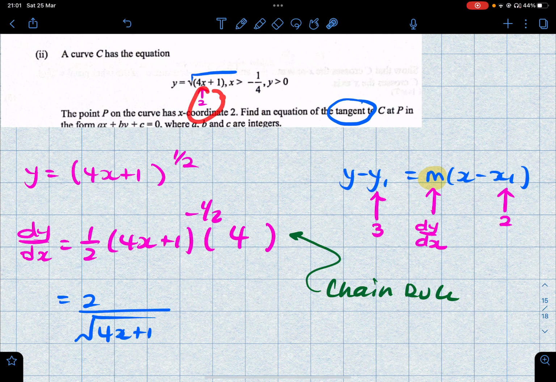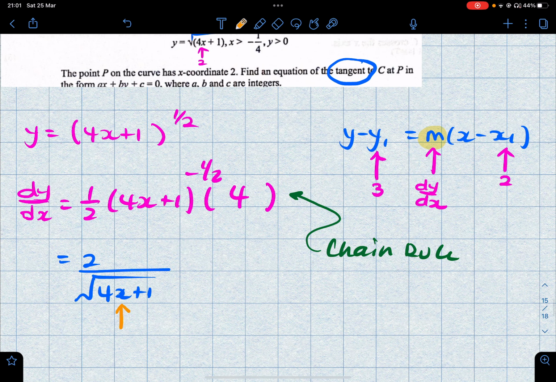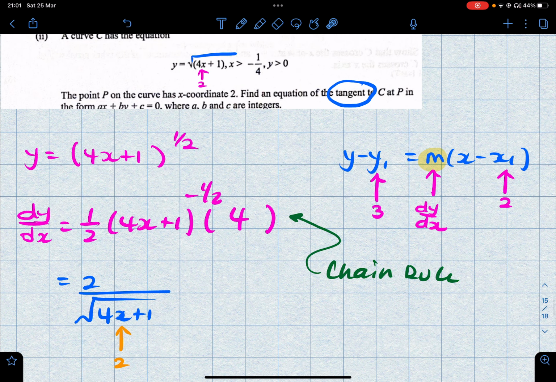And we know the value of x is 2, so you can simply put 2 there. So you have the square root of 9. So it's 2 over square root of 9, 2 over 3. So we now know dy by dx is 2 over 3. So we can remove that. And we can say 2 over 3.